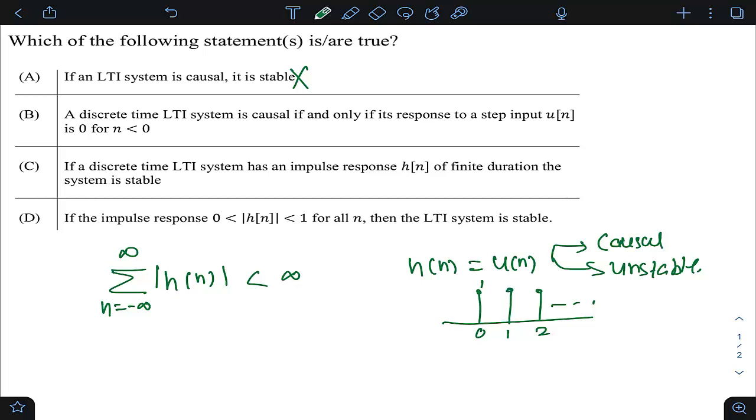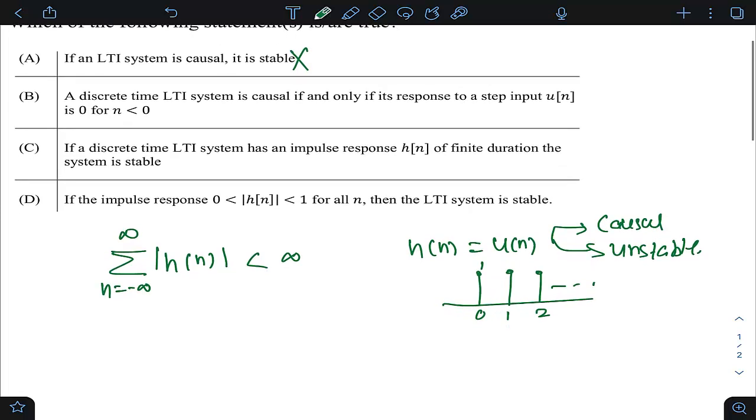Now let us see option C first, then we'll go to other things. So option A is gone. Option C is saying, if a discrete time LTI system has an impulse response h of n of finite duration, the system is stable. Here they are saying that if the impulse response h of n is of finite duration, the system is stable. Again they are talking about stability.